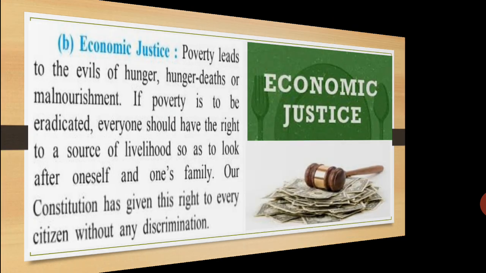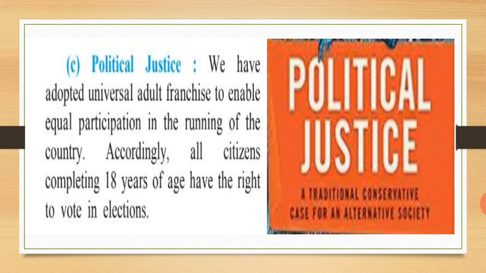And third is our political justice. We have adopted universal adult franchise to enable equal participation in the running of the country. Accordingly, all citizens completing 18 years of age have the right to vote in elections. Means once an Indian citizen completes 18 years, he can vote and be a part of the civic life. So we covered the 3 points of justice, which were social justice, economic justice, and political justice.